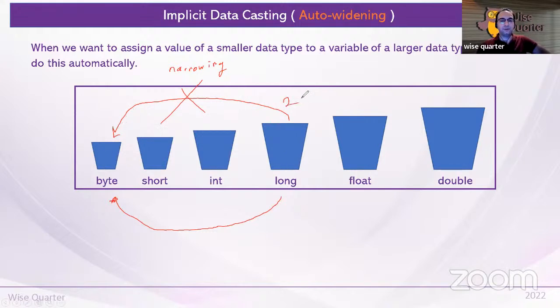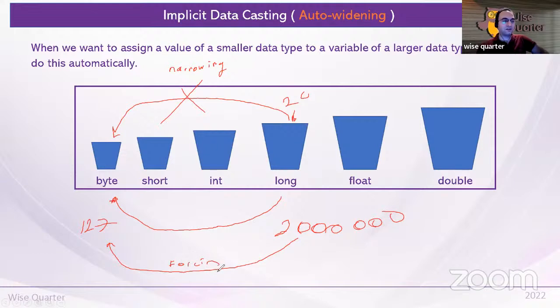If you store 2 in the long, without any problem, you can narrow it to byte. But if it's a really long number like 2 million, byte's maximum capacity is 127. When we try to do this job by forcing Java, interesting things will happen. But don't worry about it for now. Let's focus on the topic.